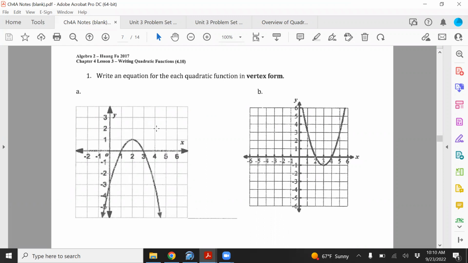Thanks. We're asked to write an equation of the graph in vertex form. So you're given a graph, you're asked to write vertex form. Now, I still need to talk to the other Algebra 2 teachers about what we'll give you as formulas. So I'm not 100% sure what we'll give you, but you should know this, at least know how to interpret it.